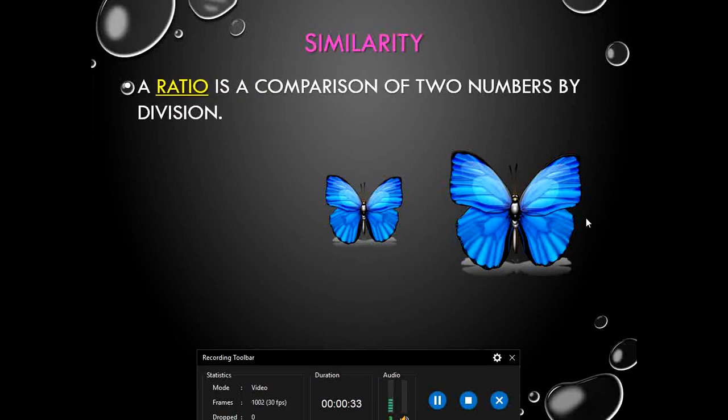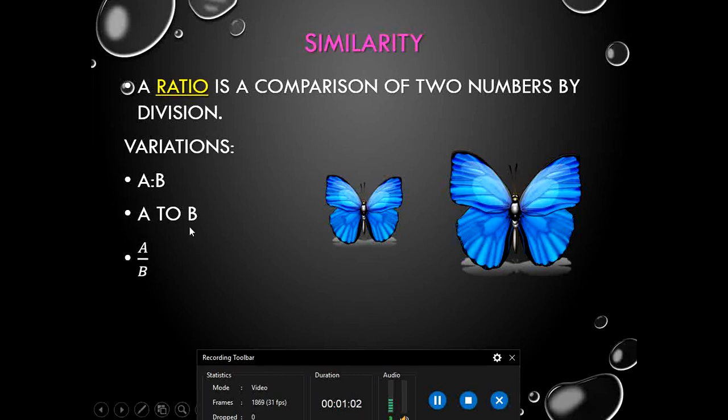All right, so a ratio is a comparison of two numbers by division. Basically, it's a fraction. We have different variations that we use when we look at ratios. The first is using the colon. This is read A to B. If you don't like using the colon, you can actually write the word "to." We still read it A to B. But the most popular is the fraction, and we still read it A to B.